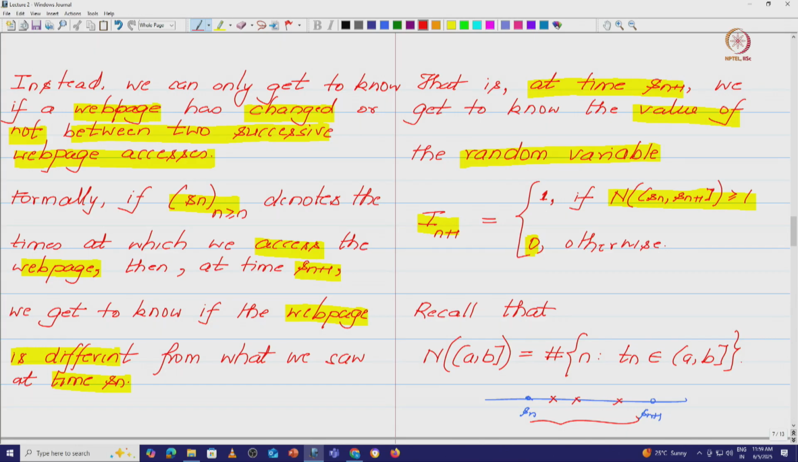So in the next class we will see how we can make use of a stochastic approximation algorithm, use values of In plus 1 and come up with a way to estimate lambda.